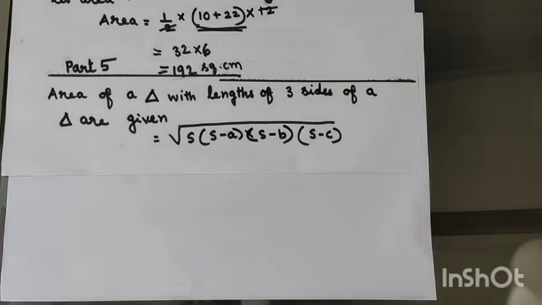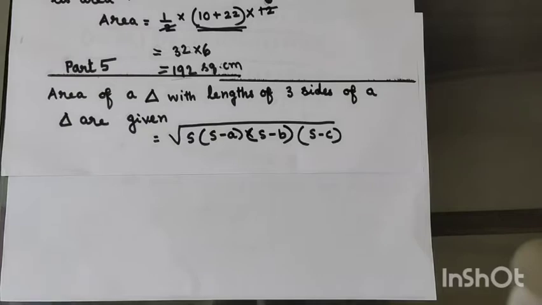Chapter Area. In this, the area of a triangle with the lengths of the 3 sides given. In this, 3 sides of a triangle are given, and we are going to do the new formula. This formula is also known as Heron's formula.